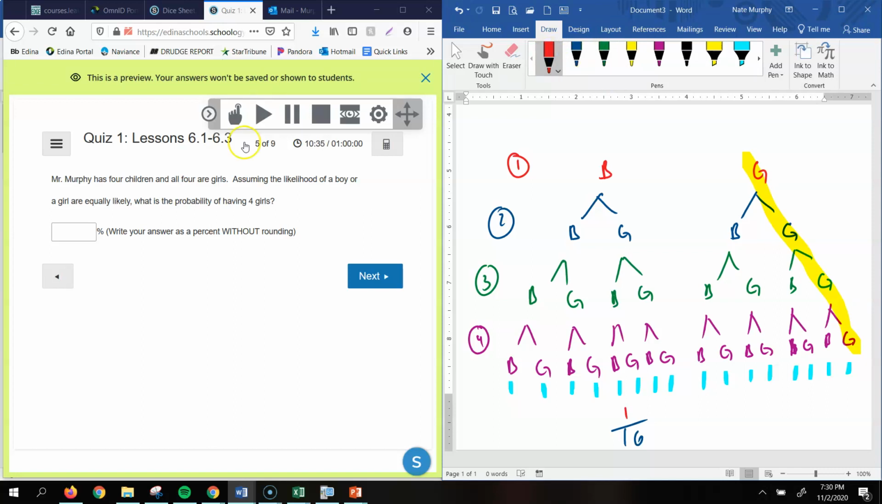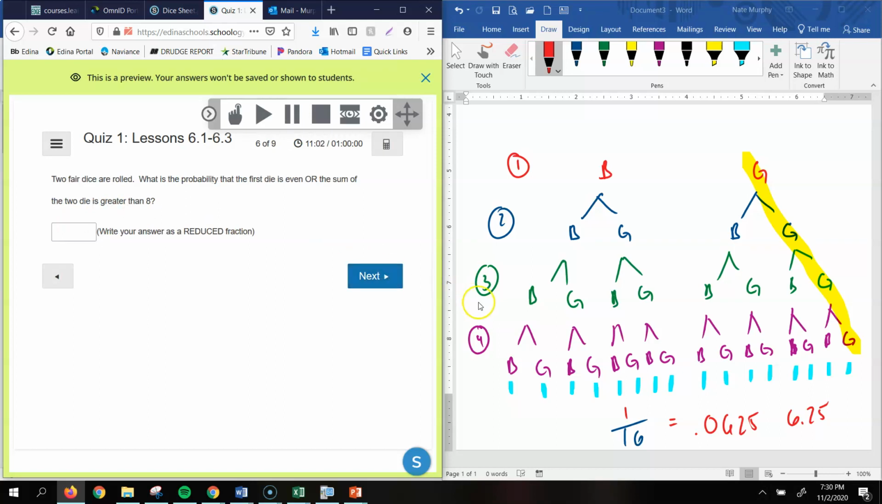So it says write your answer as a percent. On my calculator, I'm going to take 1 divided by 16, and we get 0.0625, which as a percent would be 6 1/4. It says to write it as a percent without rounding, so we don't have to deal with whether it should be 6.3 or just 6. We'll just write it as 6.25, and the percent sign is already given to us.